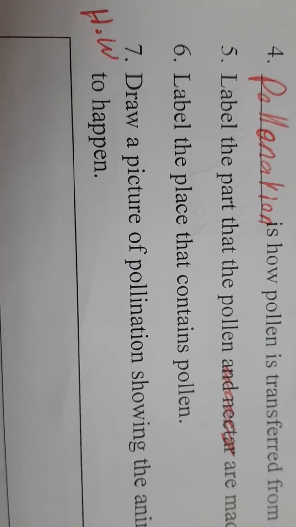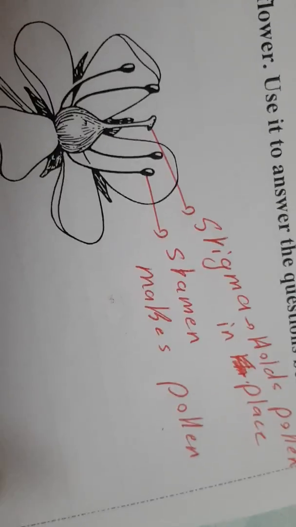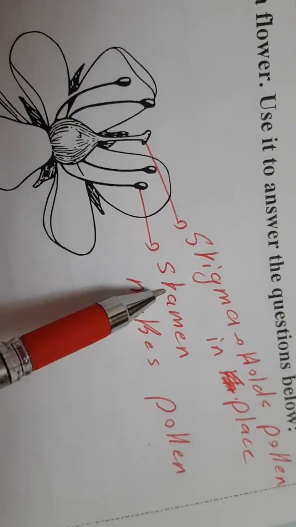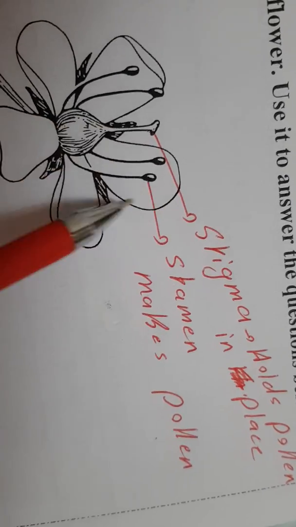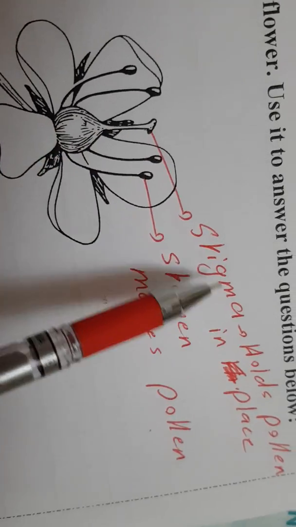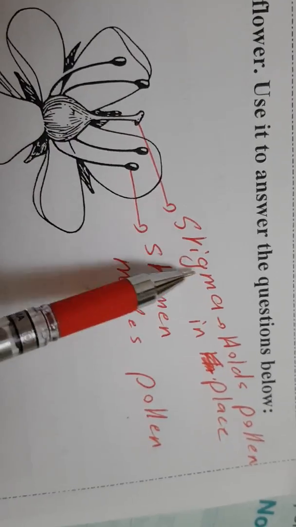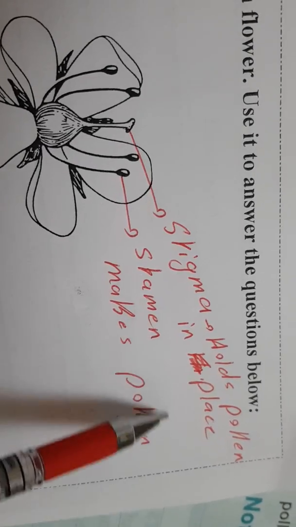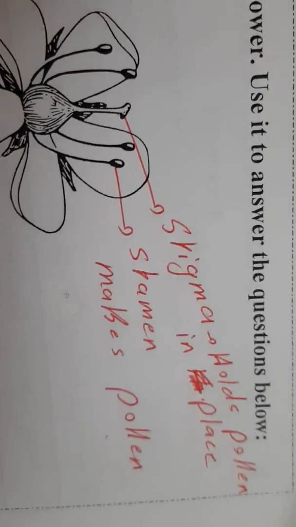Label the place that contains pollen. Which place contains pollen? Now we know that pollen is formed in the stamen. So the stamen contains pollen. When pollen is spread or dispersed, the stigma is a sticky part, so some of the pollen will be stuck on the stigma. So stamen and stigma hold the pollen in place. So write this, stop the video, write this, and then continue writing.